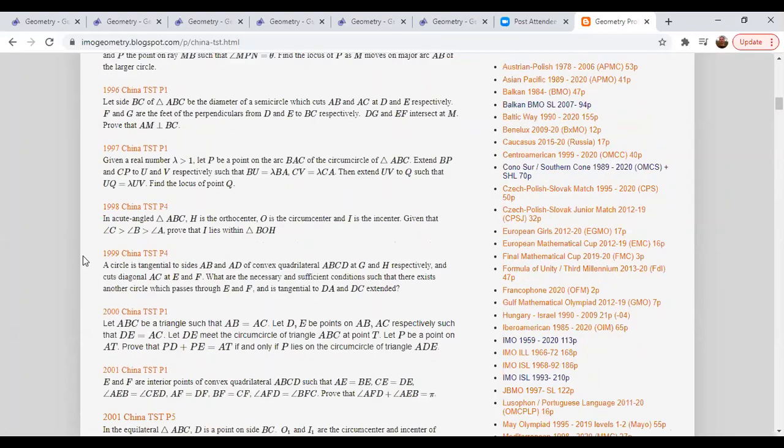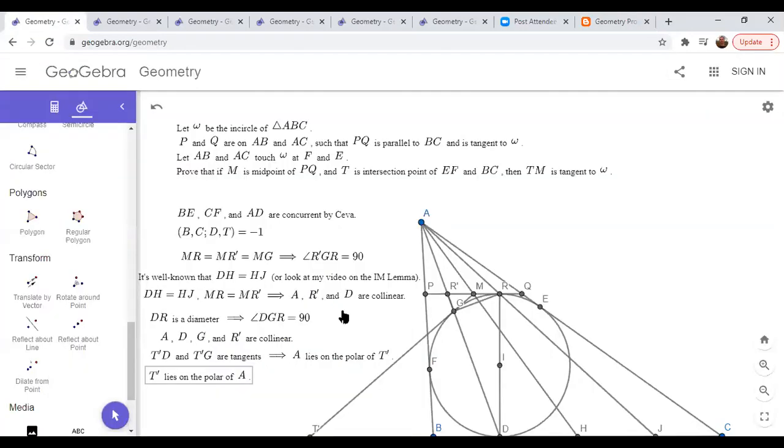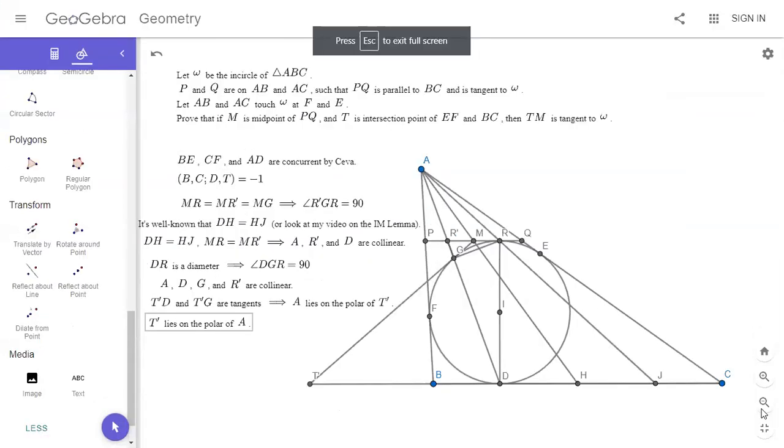And this website was put together by a user Parmenides on the Art of Problem Solving forum. So I think his name is Takis Chronopoulos or something like that. So that's how I find these geometry problems. All right, yeah, thanks for the question.